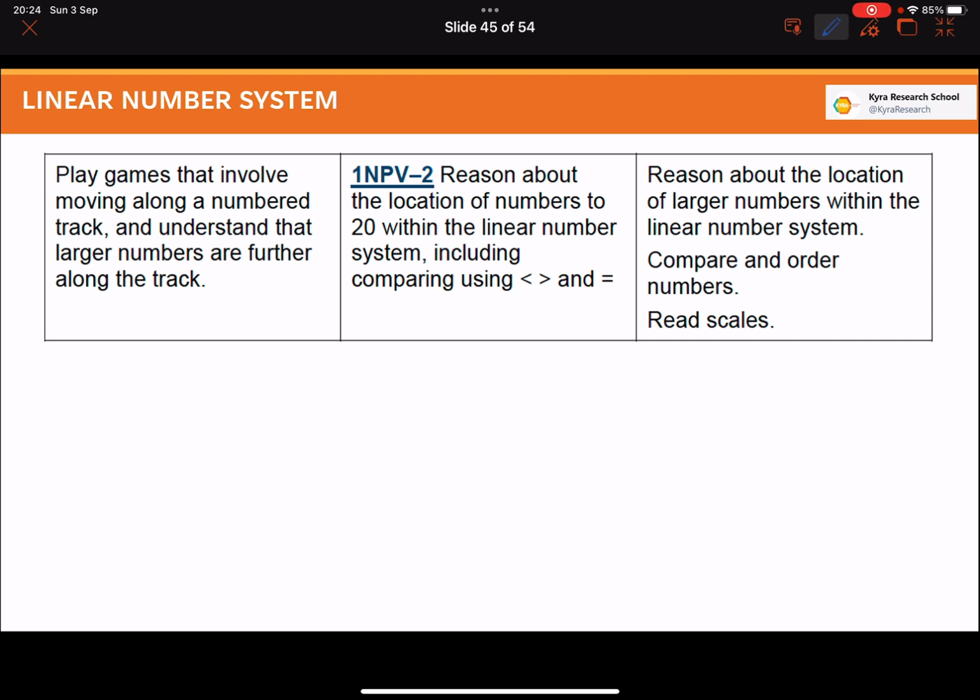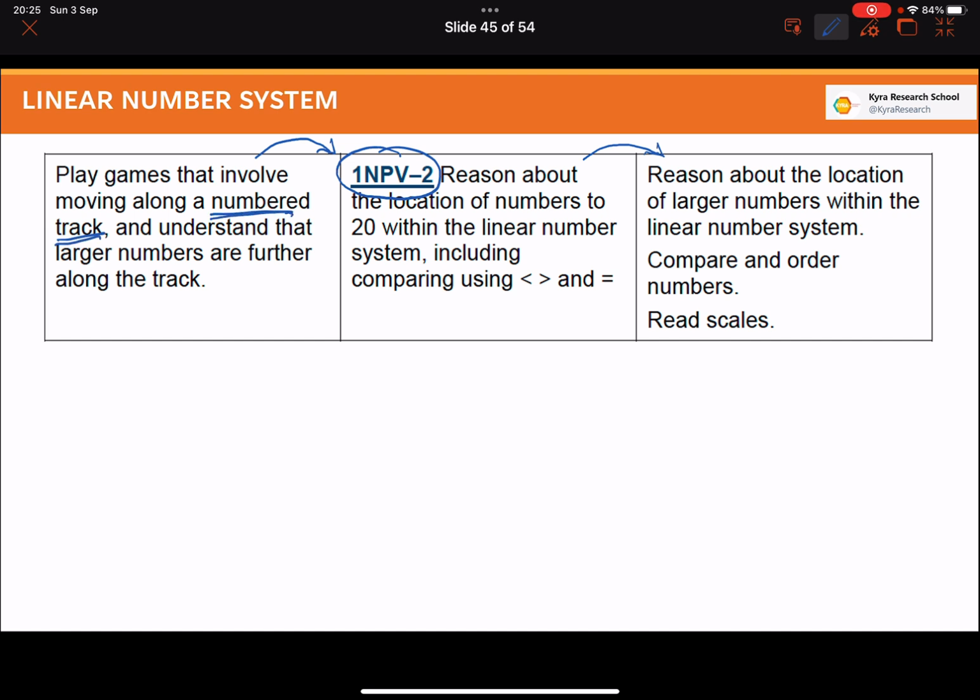So this is from the year 1 number and place value ready to progress criteria, and this part in the year 1 document, what you get is where the key learning point is going next, so the reason why this is an important concept, but also what they should already know in order to be able to access this lesson. And this particularly in those schools where I've got high levels of disadvantage, playing games that involve moving along a numbered track, that's something that is disappearing more and more from society.